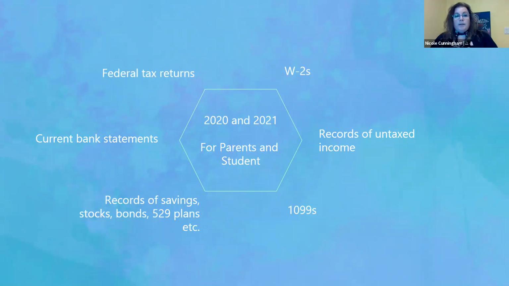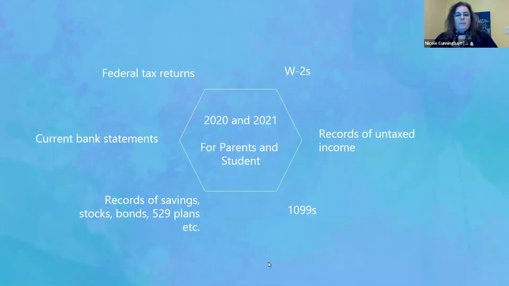Current bank statements, investment statements, any records of savings, stocks, bonds, 529 plans, information about other real estate that you may own, likewise any business information is what you're going to need to have on hand when you're filling out the asset section of the CSS profile.